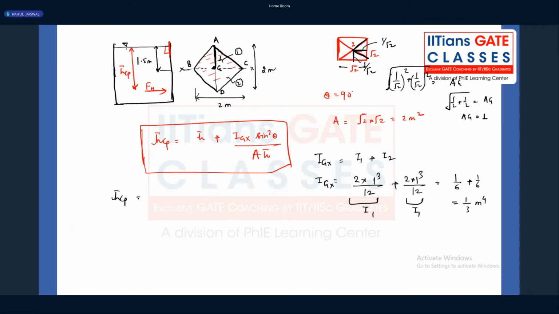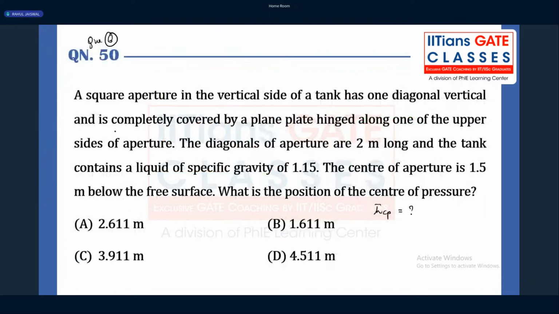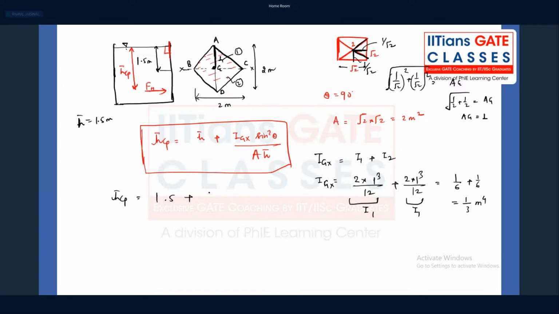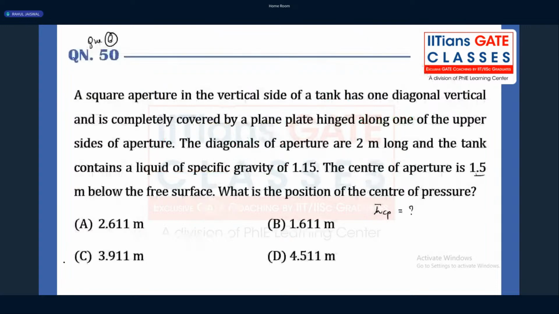Now what is H bar Cp? What is the H bar value, guys? H bar is given as 1.5 meter directly in the problem. The center of the aperture is 1.5 meter below the free surface, so they have directly given it. H bar is 1.5. So what is the value now? 1 upon 3 by 2 by 1.5. If you calculate, you are going to get 1.611 meter. That should be the answer. We got the answer as 1.611 meter.